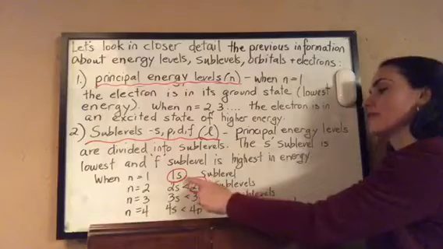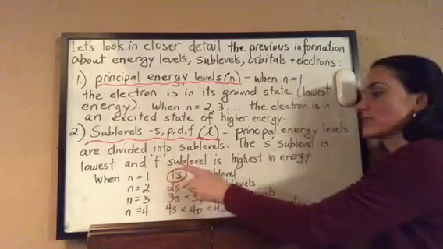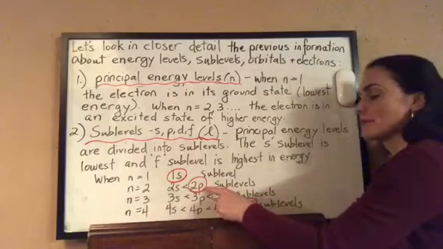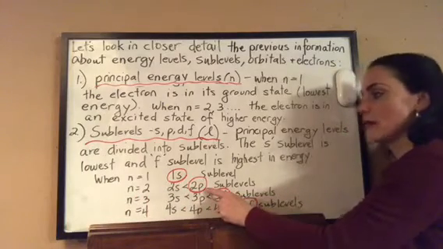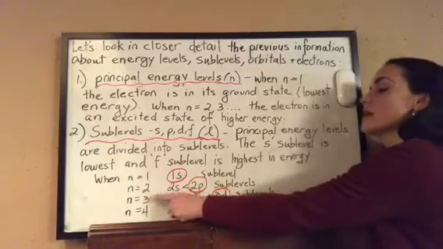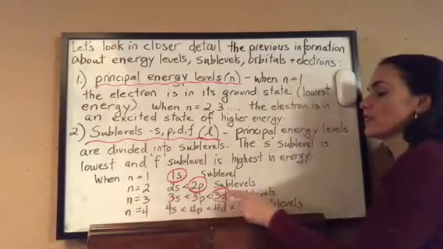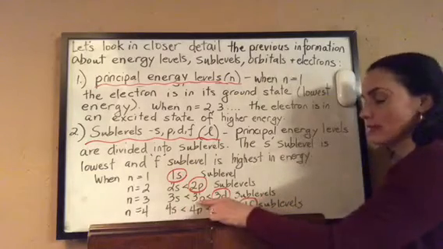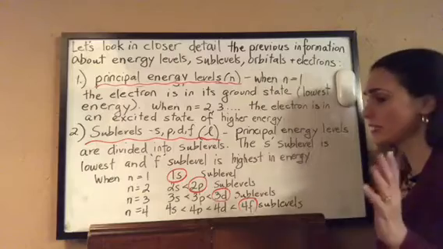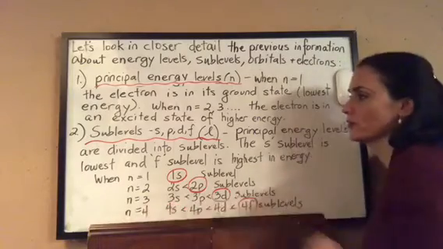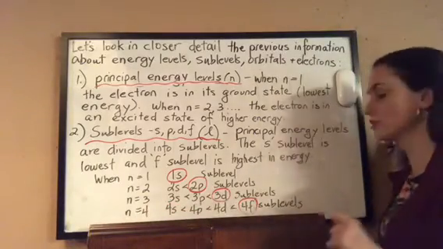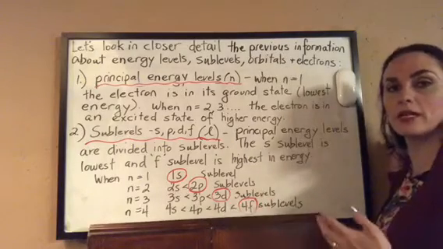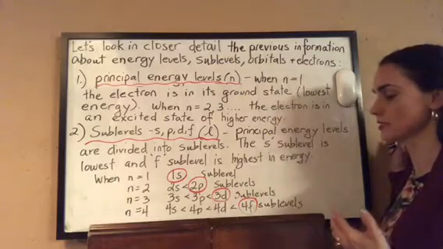So the first principal energy level, you only have the S sublevel. The second principal energy level, you have the introduction of the P sublevel in addition to the S. In the third principal energy level, you have the introduction of the D sublevel in addition to the S and the P. And then when the atom is so large that you introduce the fourth principal energy level, you also introduce a fourth sublevel, the F sublevel, to accommodate the increasing amount of electrons.